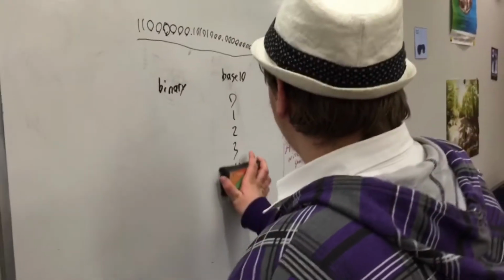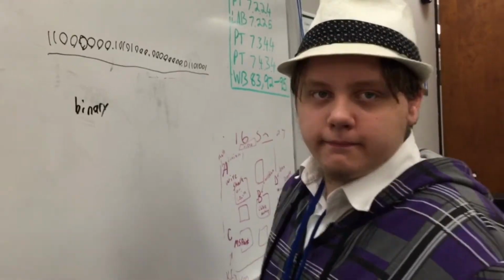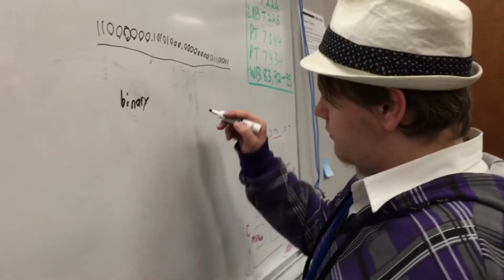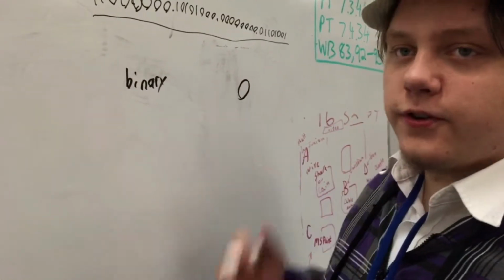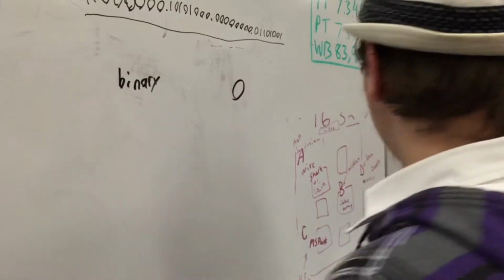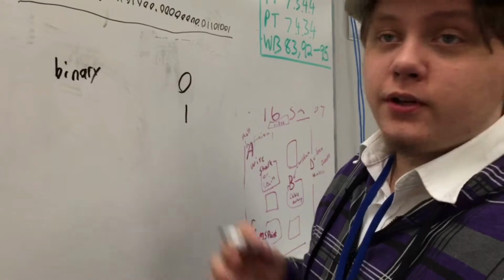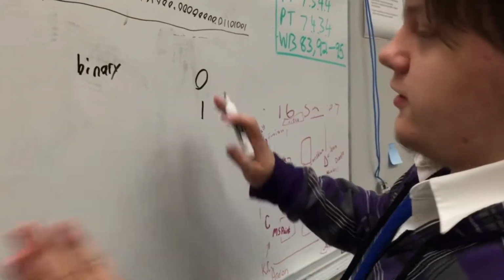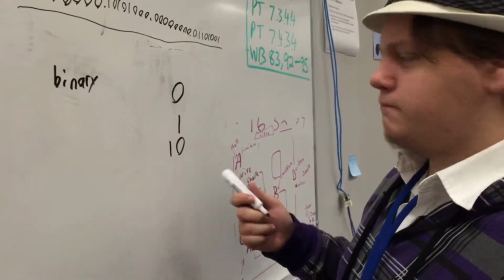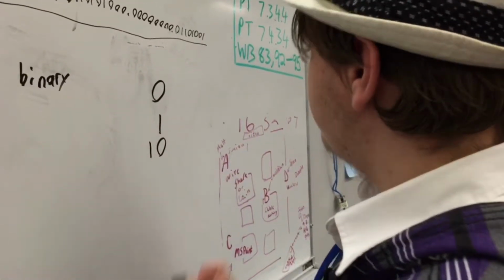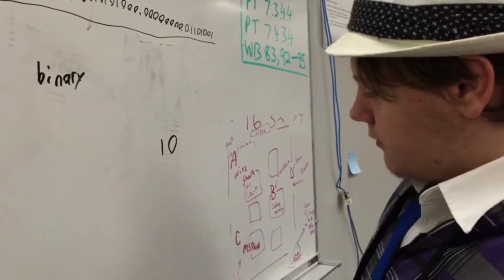Basically, to do binary, I'm going to ask you to rethink how to count. So let's start counting like this. 0. We all start with 0. It's the first character in any number system. 1. Simple so far. We know 0 and 1. Now watch this. 10. This is what we call 2.